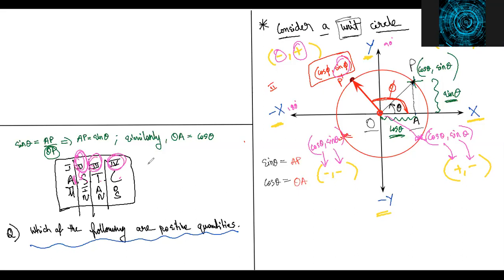Sir, so between 180 degrees and 270 degrees, tan will be positive, and cos theta and sin theta will be negative. Yes. Okay, sir. Any doubts still here? No, sir.